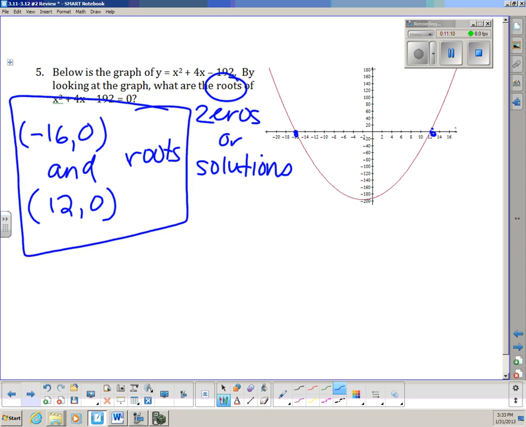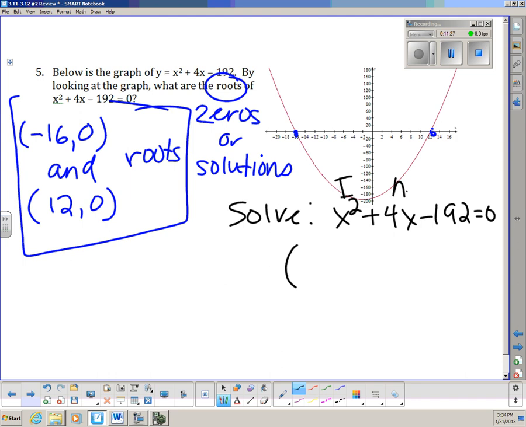If you wanted to solve this algebraically, not graphically, all you would have to do would be to factor and solve this quadratic equation. And we've done this already. A little bit harder to factor this, but when you do factor it, it turns out that you get x plus 16 and x minus 12 equal to 0. But those are the factors, not the roots. How do you find the roots?